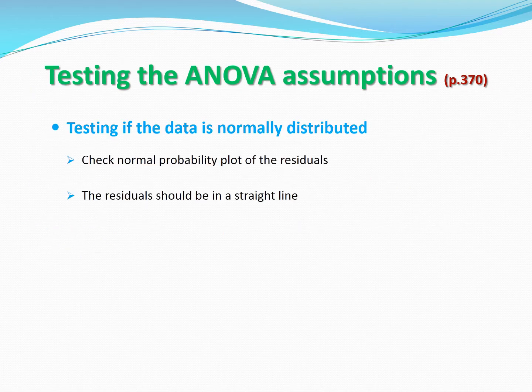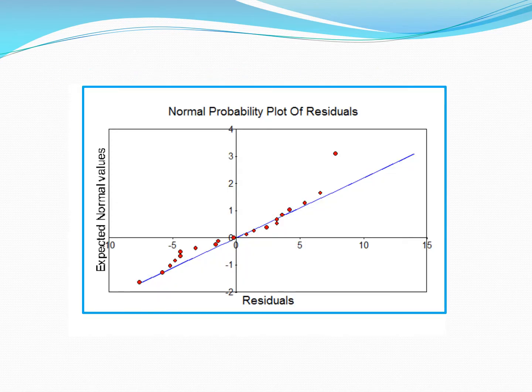To test if the data is normally distributed, we check the normal probability plot of the residuals. The residuals should lie more or less on a straight line, but if there are large deviations from a straight line, then that assumption will not be met. If you look at the normal probability plot of the residuals on the computer output of the chapter example, you can see that there's clear deviations from a straight line, so this assumption will not be met.